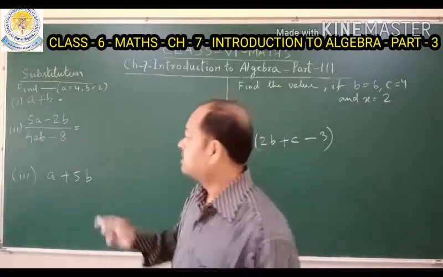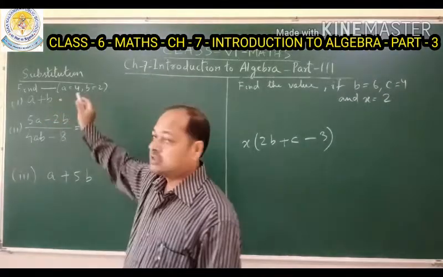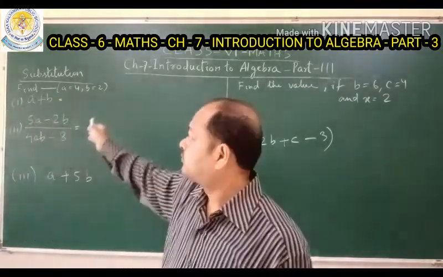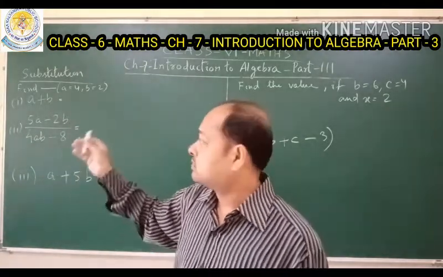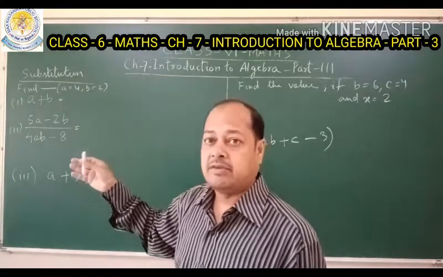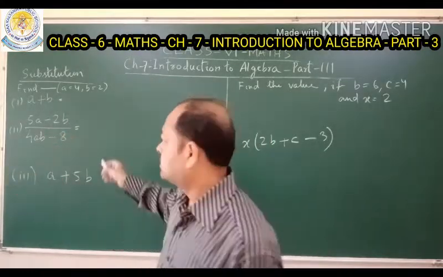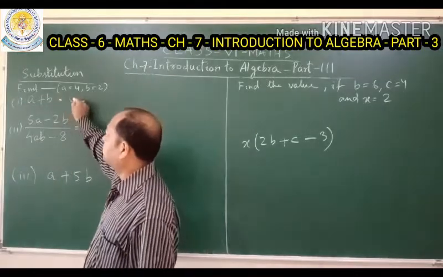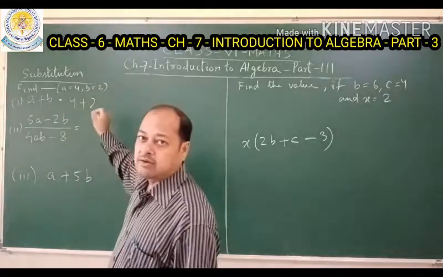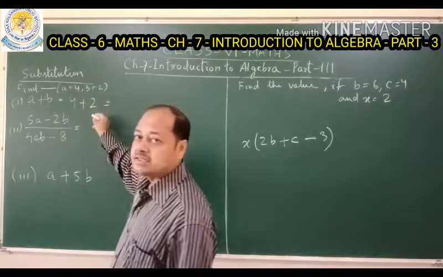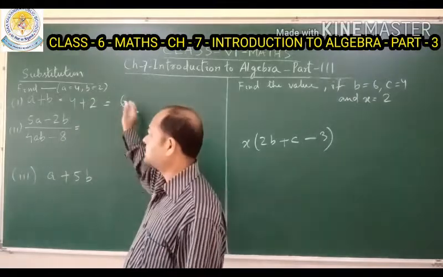Let's see. The first question is a plus b. Here the value of a is given as 4 and the value of b is given as 2. So if a is 4 and b is 2, then what is a plus b? In place of a, put the value 4 and in place of b, put the value 2. So what is the answer? 4 plus 2 is 6. So a plus b is 6.